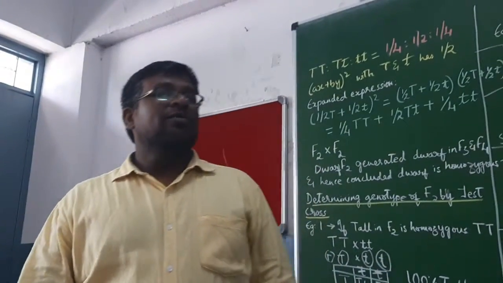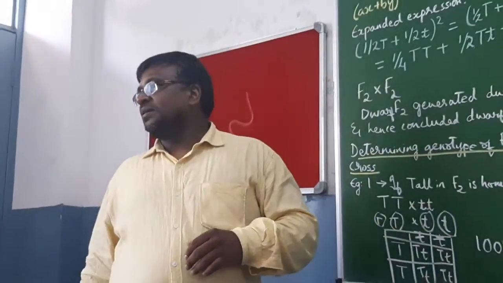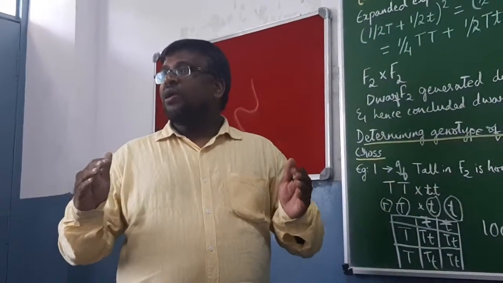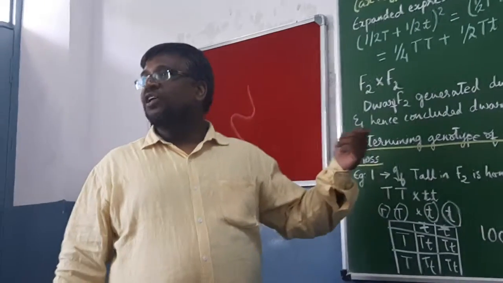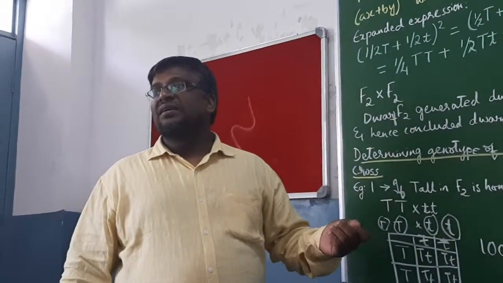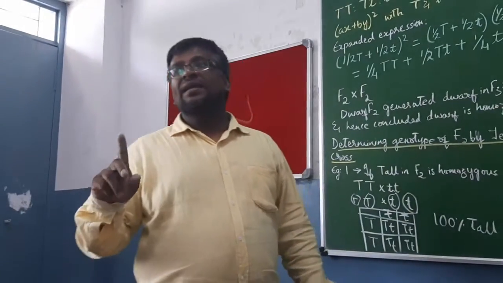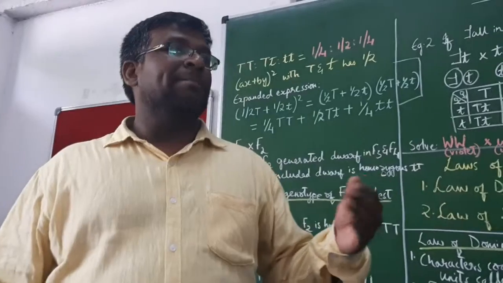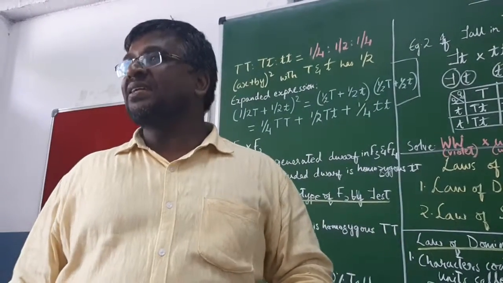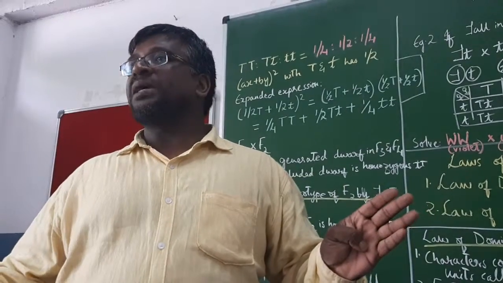We discussed the monohybrid cross. I showed it with a Punnett square, or checkerboard, and what exactly the genotypic and phenotypic ratios are. The genotypic ratio was 1:2:1. The phenotypic ratio was 3:1. What is phenotype? The external expression of characters: 3 tall, 1 dwarf. That is what the phenotypic ratio is.